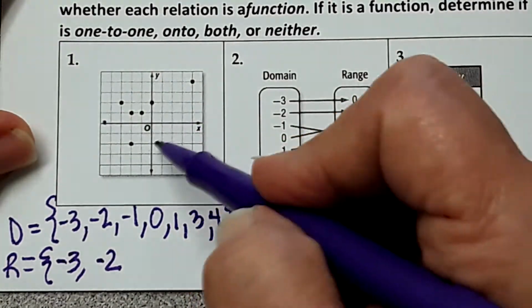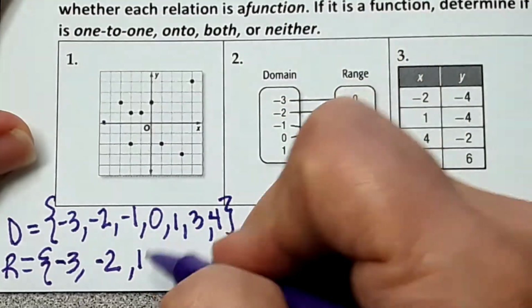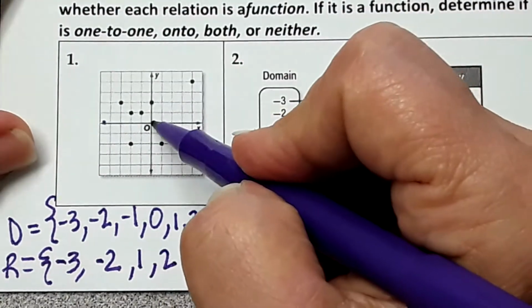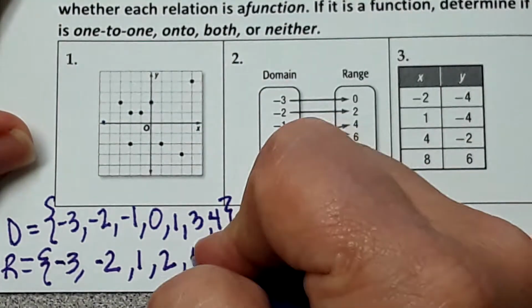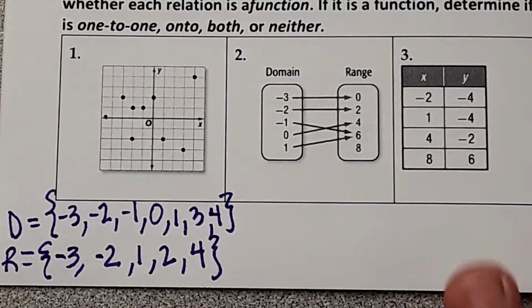We have no zeros. We have a 1. We have a 2. And 1, 2, 3, 4. And that's our range. Okay.